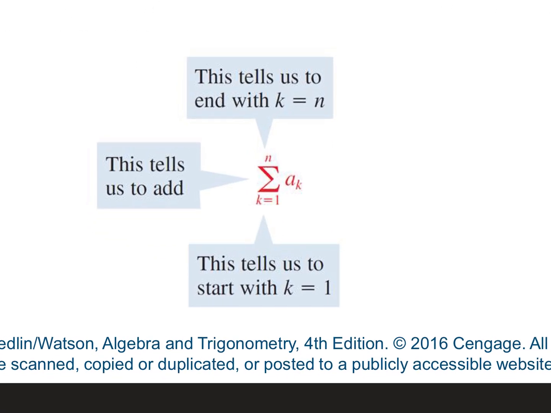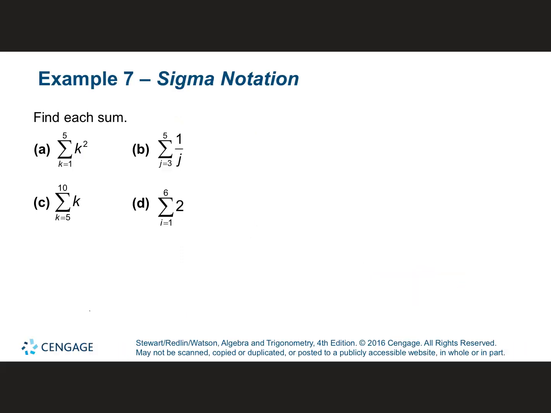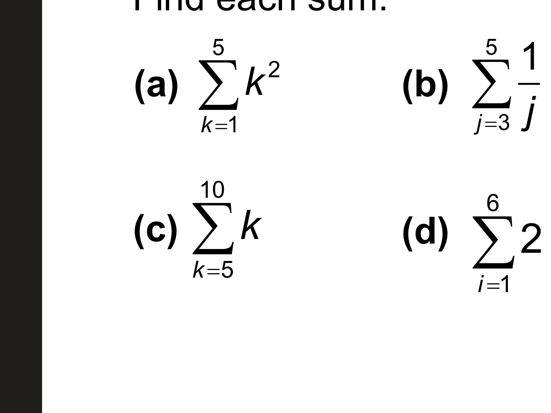All right, the index of a summation tells us to end with k equals n. Our sigma is telling us that we're going to add. This number tells us what to start with. When I say upper and lower, the number on the bottom is what you start plugging in, and the number on the top is what you end plugging in. You'll see what I mean in a second. Very important. Let's do these, and then we're done. All right, so let's look at A.